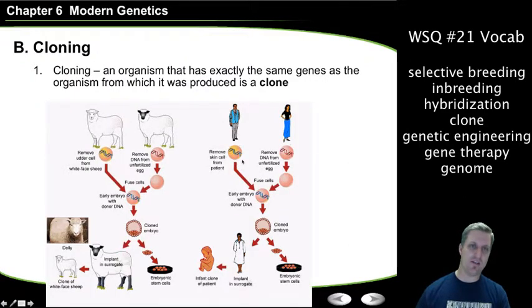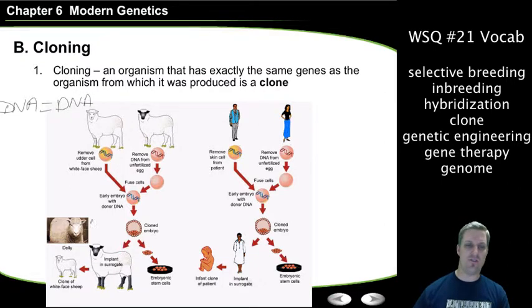Another way that modern genetics will sometimes apply this is something called cloning. You've probably heard about cloning. Cloning is when an organism is produced that has exactly the same genes as the organism from which it was produced. So the DNA of the parent organism is exactly the same as the DNA of the offspring.